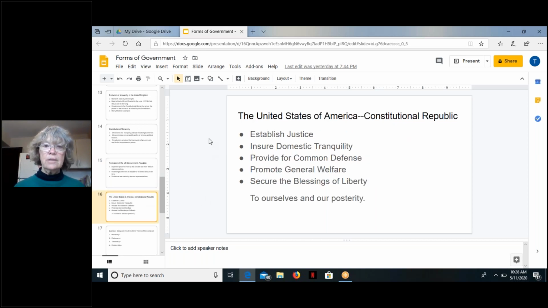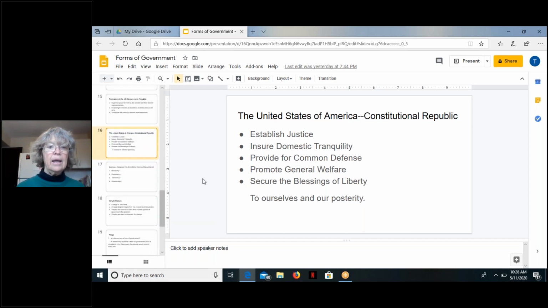Our Constitution, and I want to quote from it, says in its preamble that this Constitution is here to establish justice, ensure domestic tranquility, provide for the common defense, promote general welfare, and secure the blessings of liberty to ourselves. That means to the people and our posterity, and that means for generations to come. So again, it's speaking to the needs of the people and the needs of the people in the future.